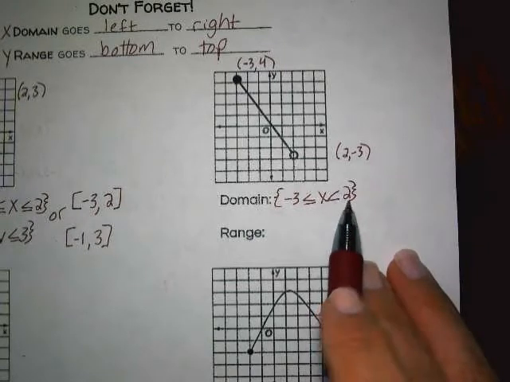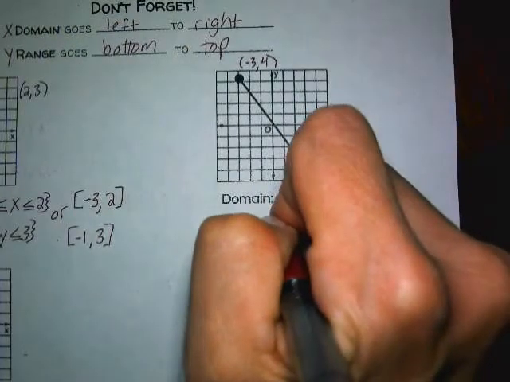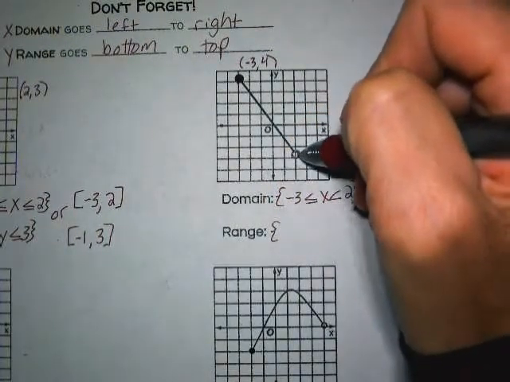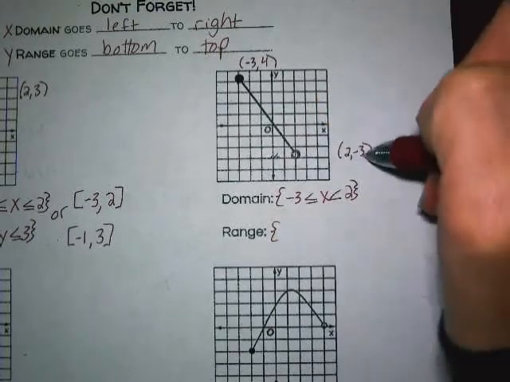Ranges going from bottom up. Starting here, this is our lowest y value, which is the point -3.